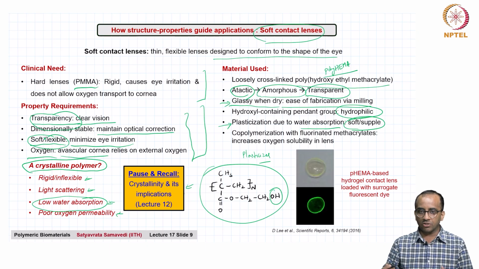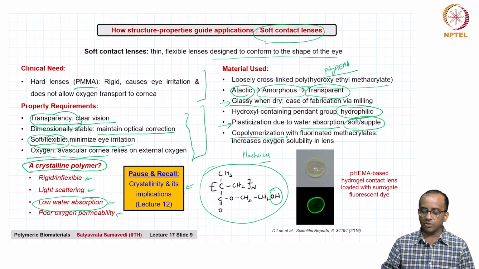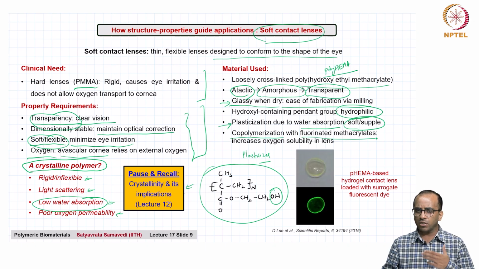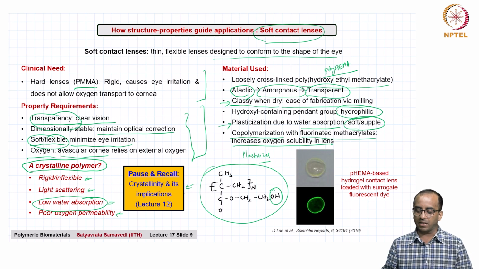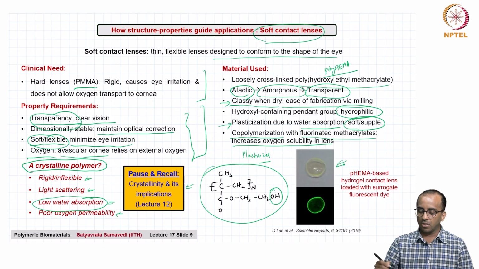And it's not a magical polymer, so it can't check all the boxes. It checks most boxes, and the oxygen permeability criterion is often met by copolymerization with fluorinated methacrylates. On its own, polyHEMA does not allow great oxygen transfer, but that can typically be overcome by copolymerization with fluorinated methacrylates, which increases the oxygen solubility in the lens. And shown here is an example of a polyHEMA-based hydrogel contact lens loaded with a surrogate fluorescence dye.